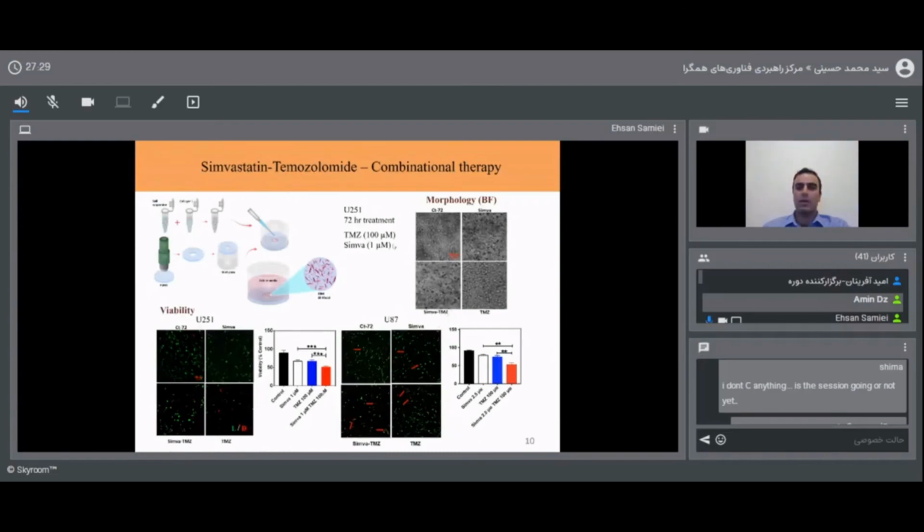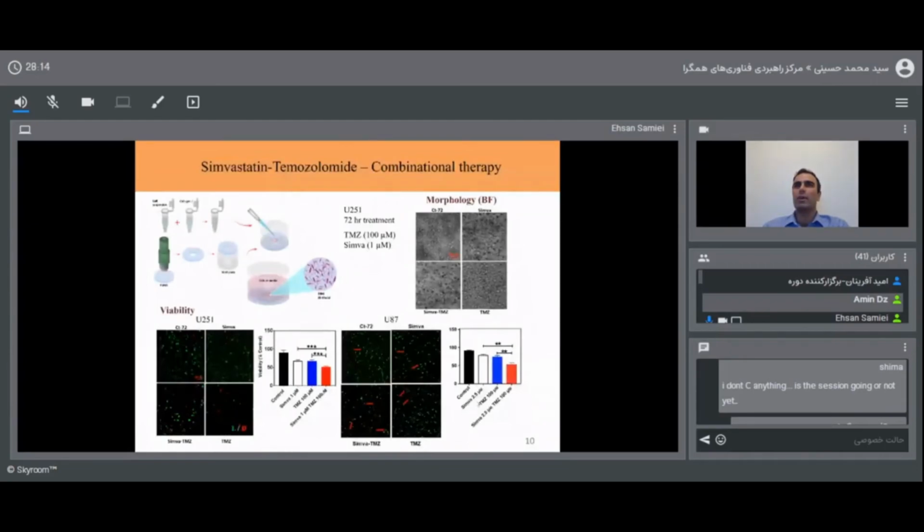The morphology showed that with the combination treatment, the morphology of the cells changed more significantly when compared to the individual drugs. They are more round and they lost their tubular and elongated morphology. Then the viability was tested for both U87 and U251 cells, and a similar pattern was observed. The number of dead cells for the combination therapy in both cases was higher when compared to TMZ or simvastatin alone, and the difference between the combination and individual drugs was significant.